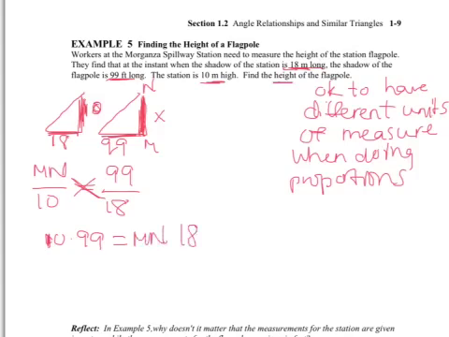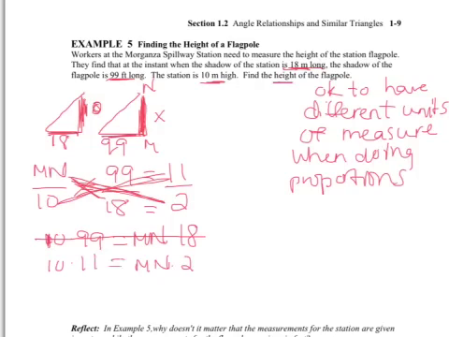And really, to make this easier on yourself, you can reduce this to make your multiplication easier. If you think about 99 and 18, you know that 9 goes into both of these. So 9 goes into 99 11 times, and 9 goes into 18 2 times. So instead of writing this, you could do a little bit more mental math. So MN times 2 over here, and then we're going to have 10 times 11 here. I hope that makes sense and I didn't mess you guys up. It's just easier to do mental math with smaller numbers.